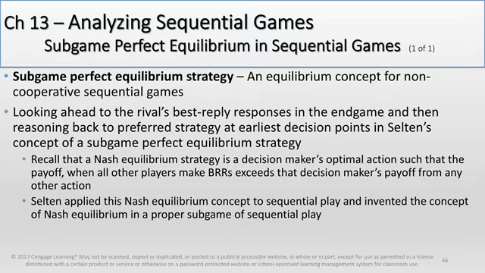The subgame perfect equilibrium. Origin and definition: developed by Reinhard Selten, who shared the 1994 Nobel Prize with John Nash, it applies Nash equilibrium logic to sequential games. A strategy profile is subgame perfect if it represents a Nash equilibrium in every proper subgame of the original game.